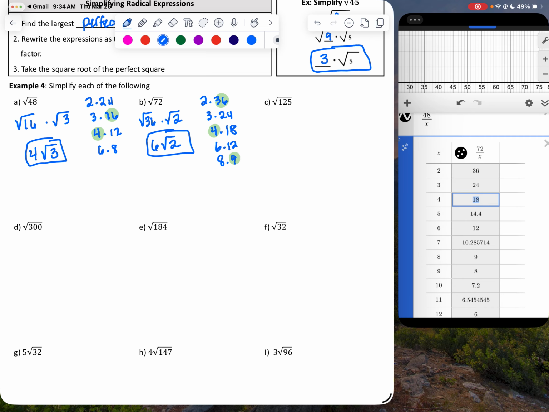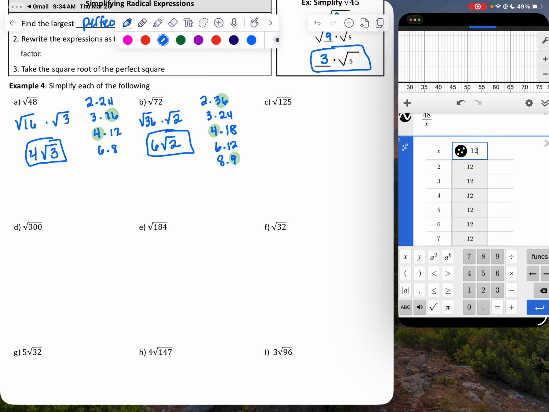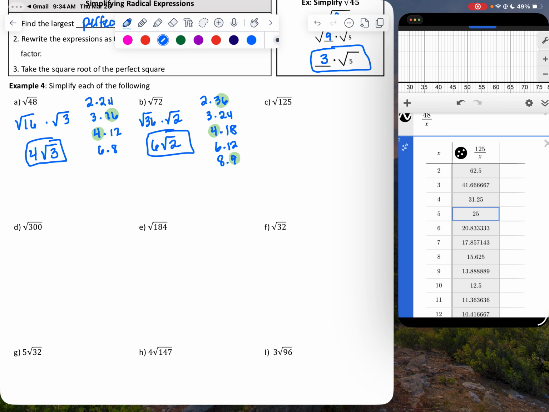All right, problem C. We have square root of 125. So let me change that. 125 divided by x. All right, so 2 is not a factor, 3 is not a factor, 4 is not a factor, 5 is not a factor. Well, it looks like our only factors here are 5 times 25. So here's our perfect square, 25.